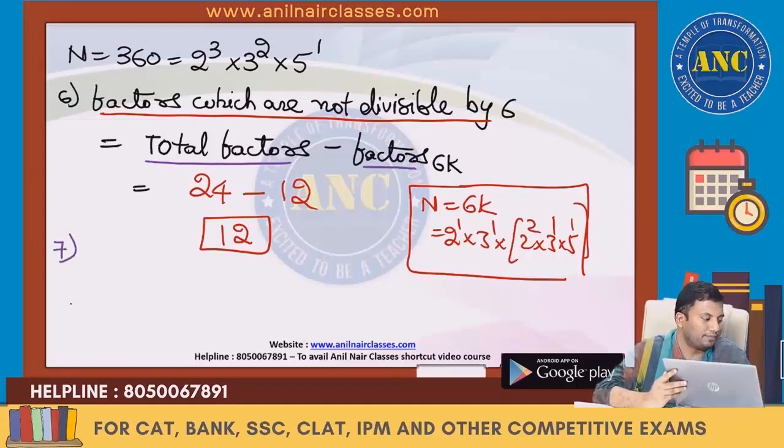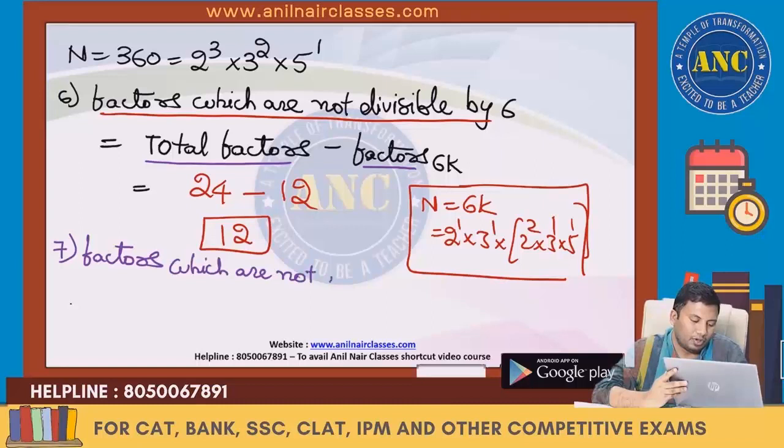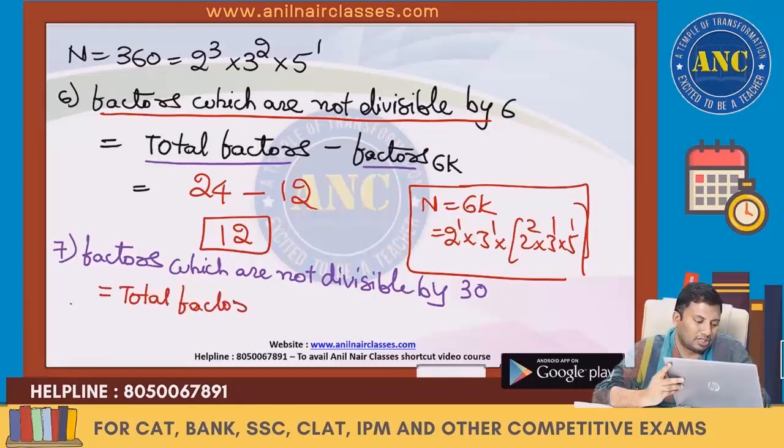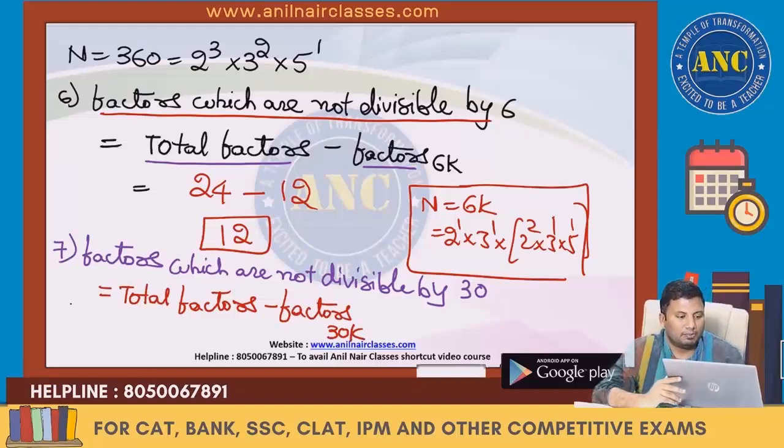One more question. Factors which are not divisible by 30. It is also nothing but total factors minus factors which are divisible by 30.